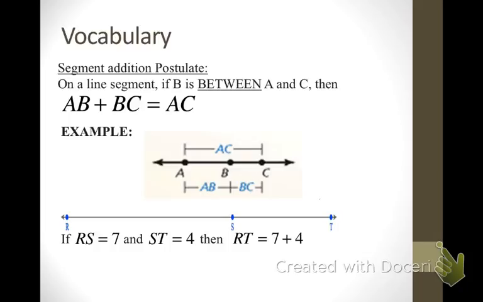Now I have another example if you want something very concrete with numbers. I'll do this one really quick for you. I have a line segment RT and I have S in the middle. So if I know that RS is 7 and I know that ST is 4, then those two pieces together, if I add them, would give me the total length of RT, which is 7 plus 4 or 11.